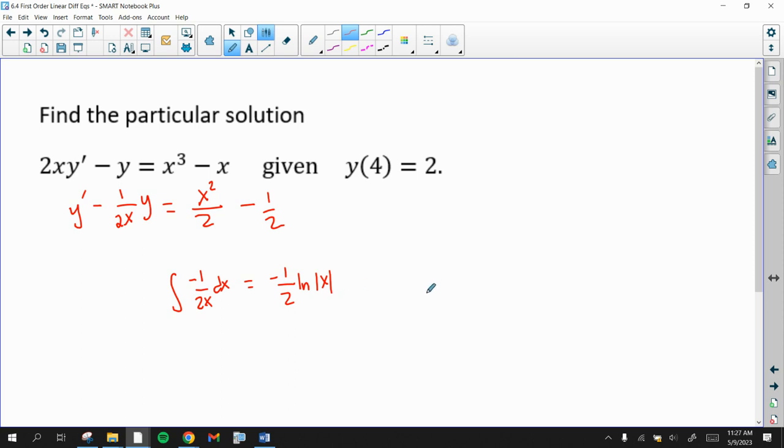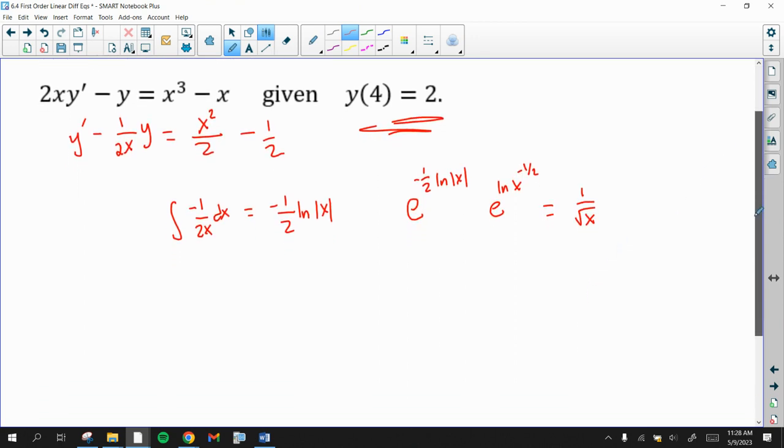And then we're going to exponentiate that to get the integrating factor. So e to the negative 1/2 ln of the absolute value of x. Looks like everything's positive here, so I'm going to ignore the absolute value. We have e to the ln of x to the negative 1/2, or just 1 over the square root of x, like so. So that's our integrating factor.